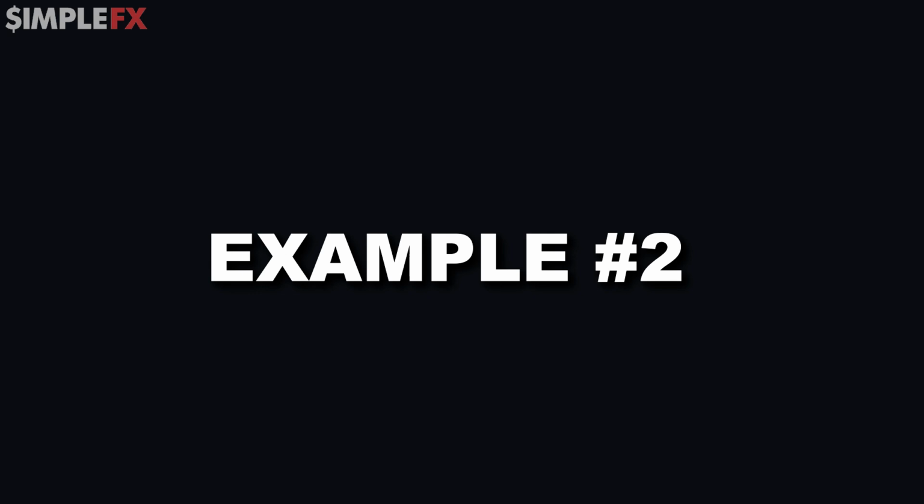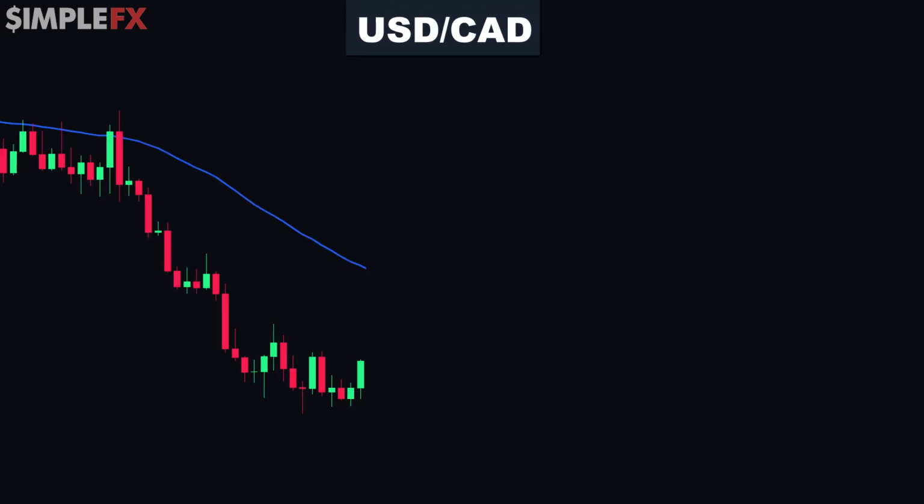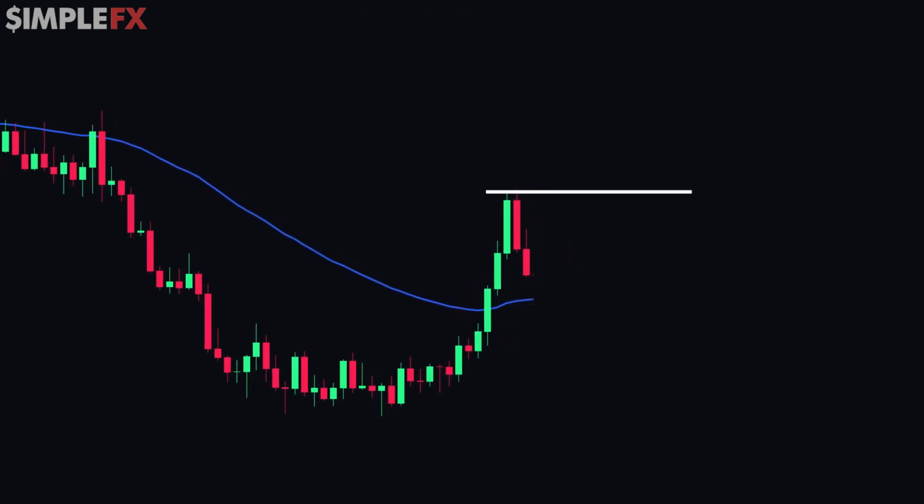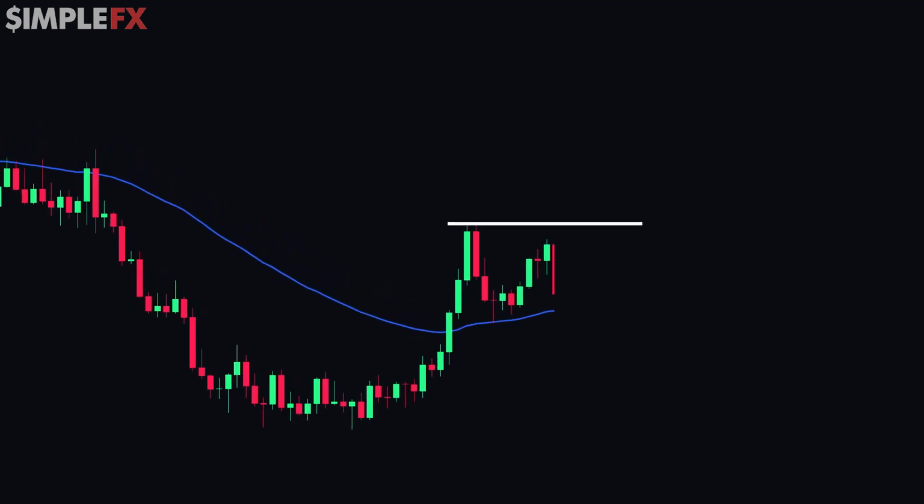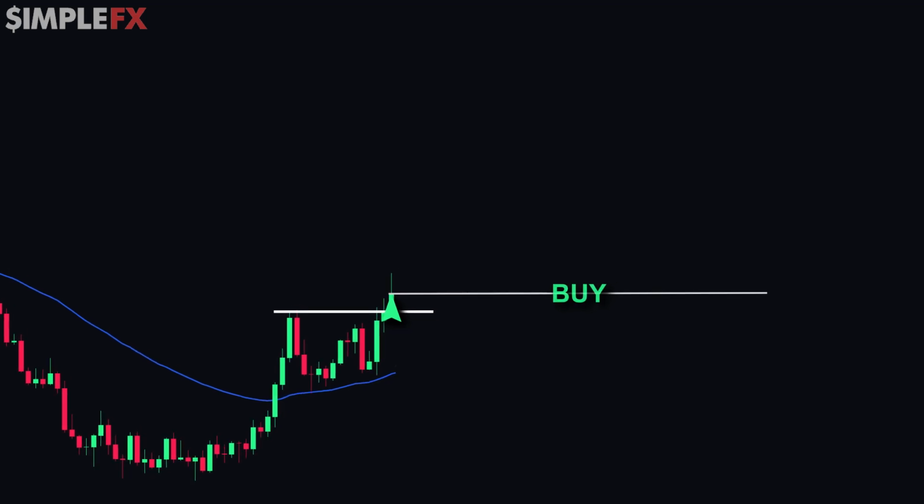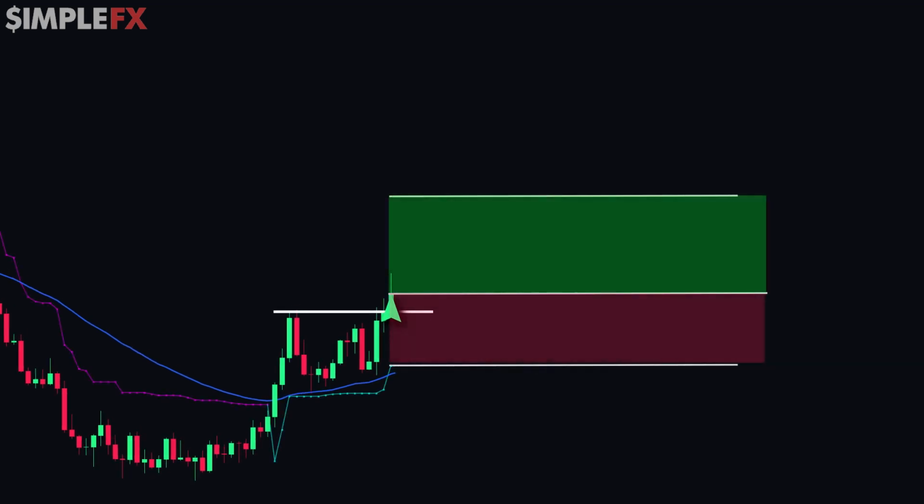Here's another example, again on the USD CAD chart. The pair was trading below the 50 EMA for quite a while. We waited for a breakout and then the reversal of that breakout. We then drew a horizontal line at the swing high, and once I saw the candle close above the line, it was a confirmed breakout and I entered a long position. Then I applied this chandelier stop indicator and placed our stop loss and take profit target. Again, price hits our take profit region.